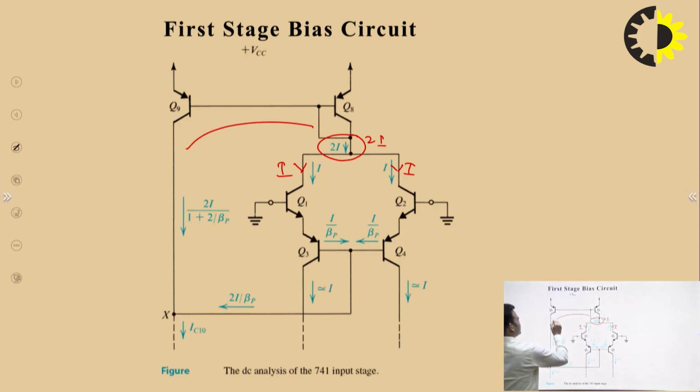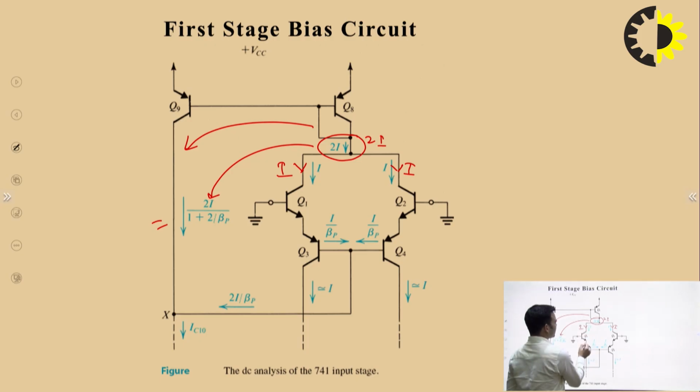And by the current mirror circuit, for a BJT simple current mirror circuit, I naught is equal to I upon 1 plus 2 upon beta. So this current is 2I upon 1 plus 2 upon beta. And this current is I, this current is also equal to I. Then this current will be equal to I divided by beta. This current will also be equal to I divided by beta. Then this current will be I upon beta plus I upon beta, that means 2I upon beta. Beta P means for the PNP transistor.